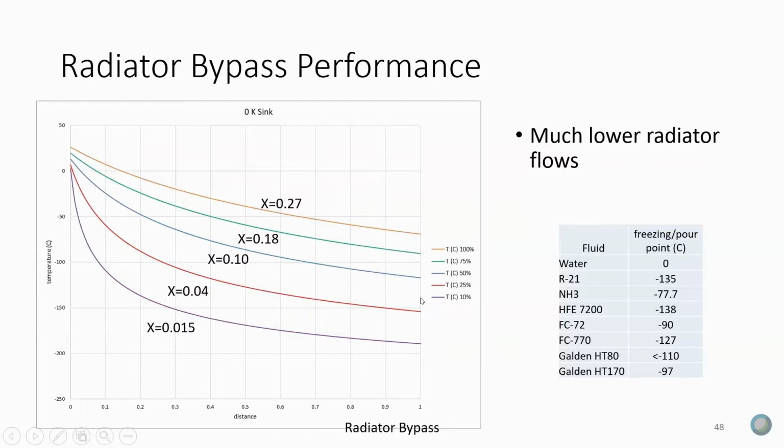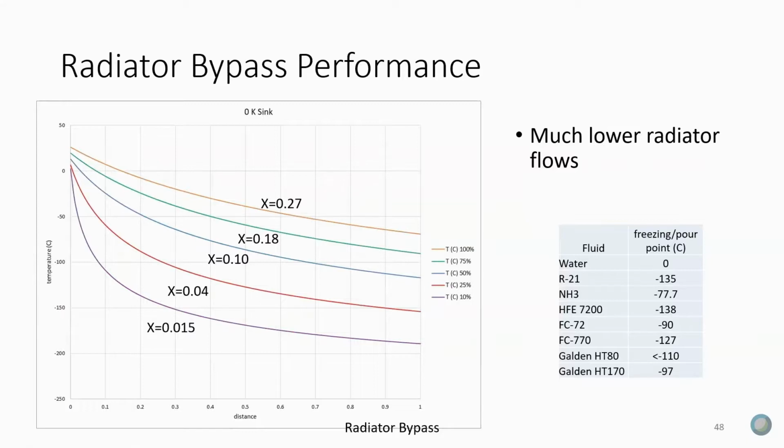And so now we start looking at the freezing and pour points for our fluids. And let's look at 7,200. That's minus 138. So that's going to be roughly here. So if we go below the blue line, which is 50% heat load in 0 Kelvin sink, and get anywhere close to 25%, which is the red line, we're at risk of freezing. And that's without stagnation, that's without any monkey business in the radiator. That's just with radiator bypass.